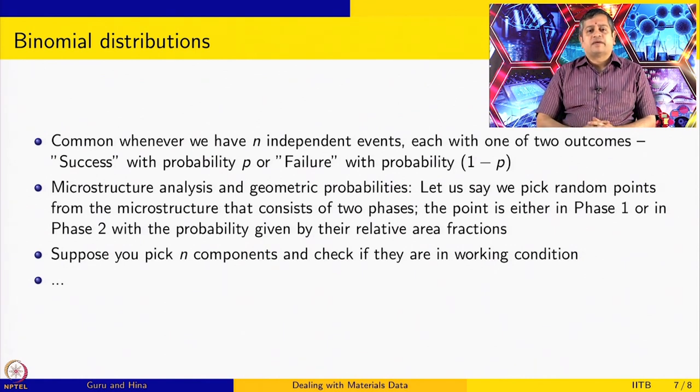This also happens, suppose you have n identical components, and you pick one and see if it passes a quality test, for example, or if it is in working condition. The answer again is yes or no, and depending on the component that you are choosing and its process or property, it might or might not pass with a probability p. And if you keep doing n such experiments and each one is independent and the probability does not change as you are doing your experiment for success, then that will also be a binomial distribution. So, in many, many different cases, one comes across binomial distributions, and the random alloy picking and geometric probability in microstructural analysis are just two examples.